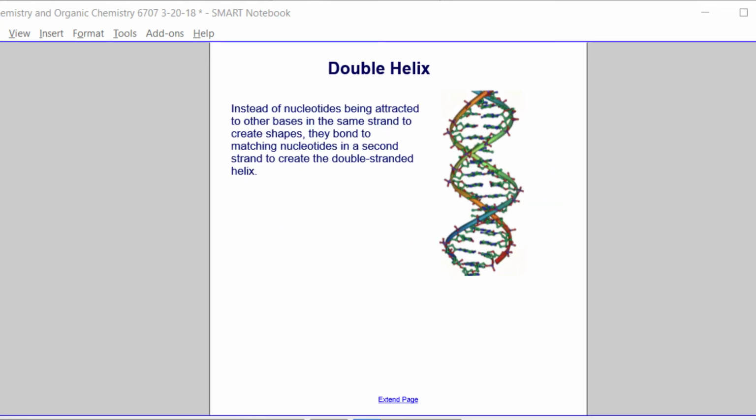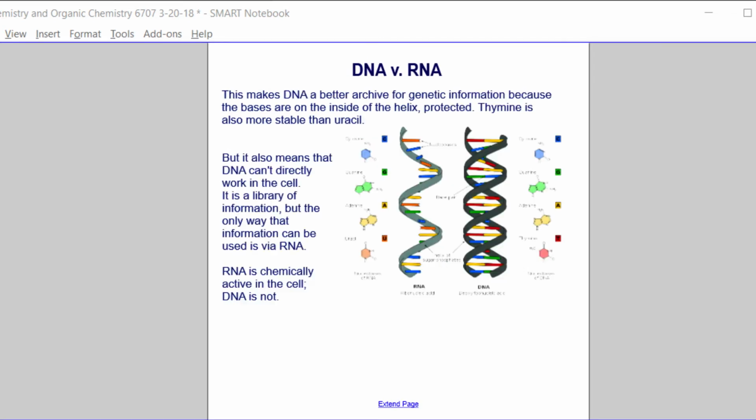Instead of nucleotides being attracted to other bases in the same strand to create many shapes, as happens in RNA, they bond to matching nucleotides in a second strand to create the double-stranded helix. The formation of the double helix makes DNA a better archive for genetic information because the bases are on the inside of the helix, protected.